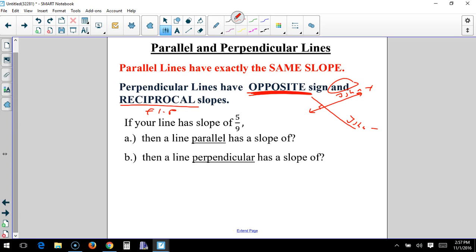along with reciprocal. So if your line has a slope of 5/9, a parallel line will have the exact same slope. A perpendicular one will have a negative and flipped. And you can put the negative on the top or the bottom, but it has to go with one of the numbers. And remember, this first one is down 9, right 5, and the second one is up 9, left 5. That's the same line.